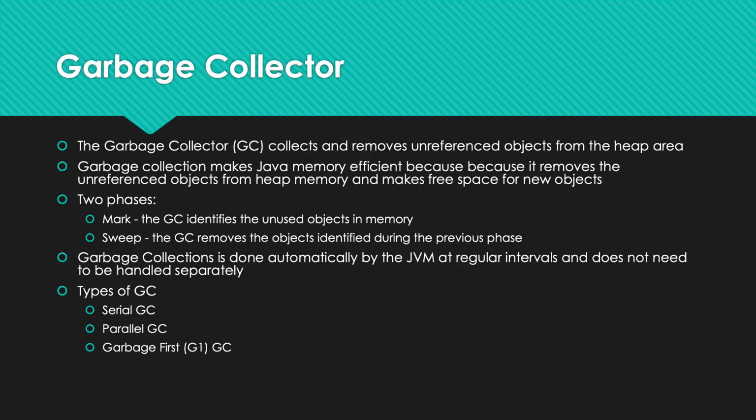So it does its work in 2 phases. We call it mark and sweep. The first phase is mark. This is where the garbage collector identifies unused objects in memory. And then the next phase, the sweep phase, removes all the objects identified in the first step, right? And this is something which the JVM automatically does at regular intervals, and most probably you will not need to be doing this manually.